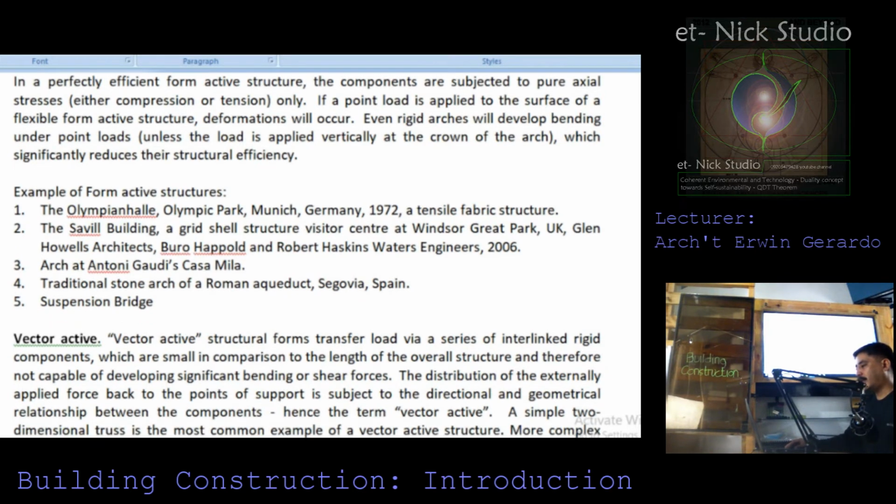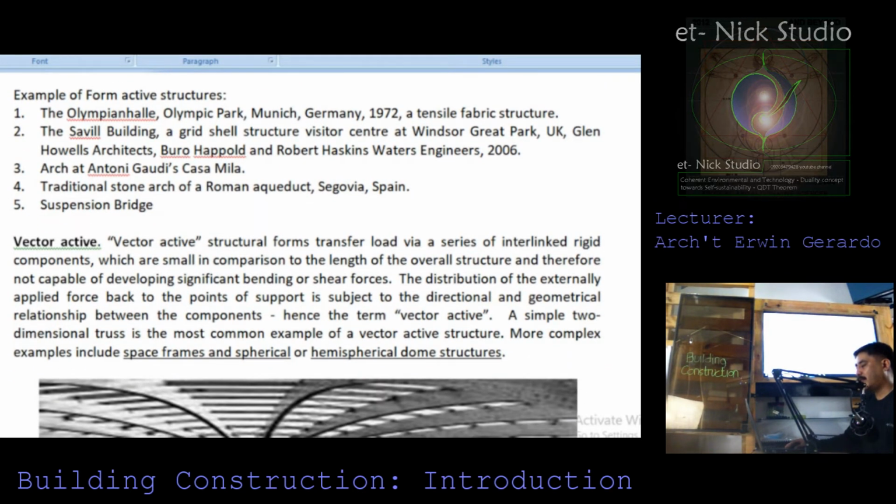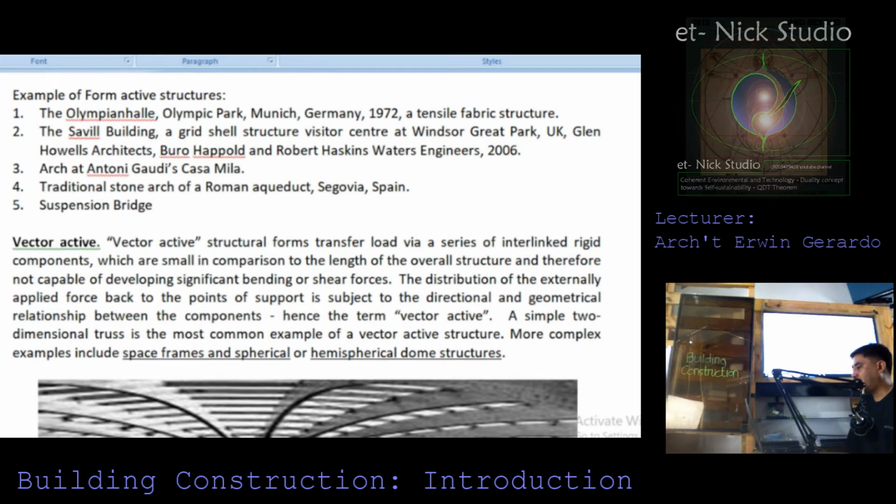So, examples of form active structures. Number one, we have the Olympiahalle, Olympic Park, Munich, Germany. It was built in 1972. It's a tensile fabric structure. Second is the Savill Building, a grid shell structure, the visitor center at Windsor Great Park, UK. It was designed by Glenn Howells Architects and engineered by Buro Happold and Robert Haskins in the year 2006.